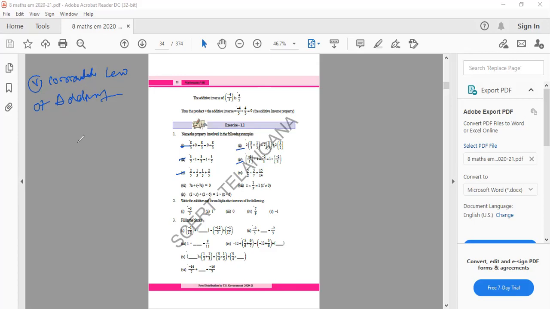Okay. Next, the sixth one. We can write closure law of multiplication. Just multiply, so it means closure law of multiplication. Sixth one is closure law of multiplication. Just multiply the things a by b into c by d. So closure law of multiplication.